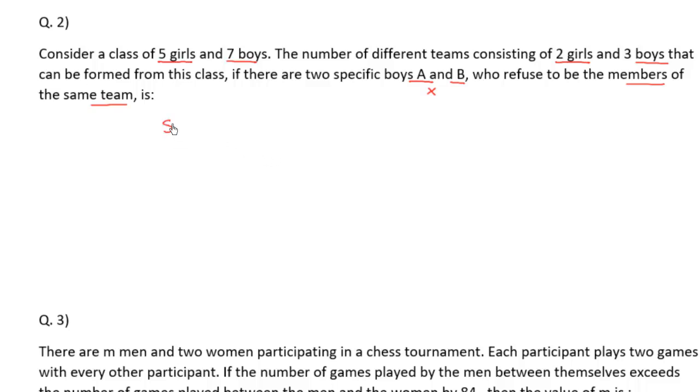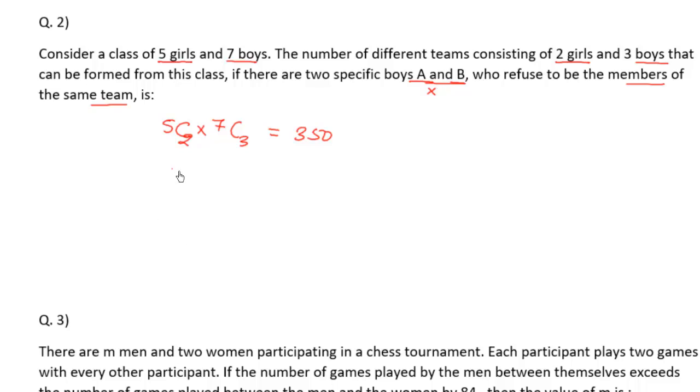So here out of 5 we can select 2 girls in 5C2 ways. Similarly, out of 7 we can select 3 boys in 7C3 ways, right? This on calculation comes out to be 350. From here, we have also included a case wherein both A and B are part of the group. So we can just ignore that.